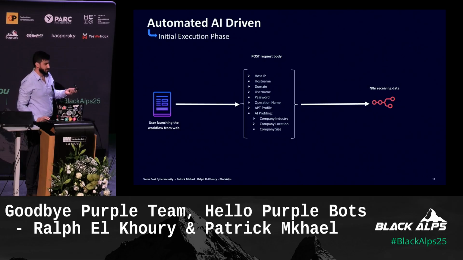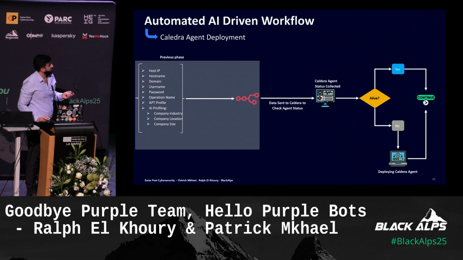Okay. So the first step, again, we filled the needed information on the front end and we submitted. So now the data are in N8N. Once received by N8N, the first step, before even analyzing the APT profile or whatever it is, is to check if the Caldera agent is live on the victim machine. If it's already alive, if an agent exists on the victim machine or the target machine, the flow will continue. Else, it will go and try to deploy the agent again on the victim machine, and then it will continue. So this is the first step, the Caldera agent deployment.